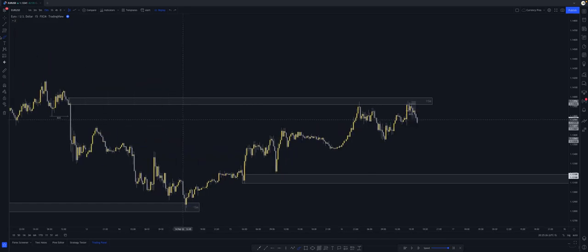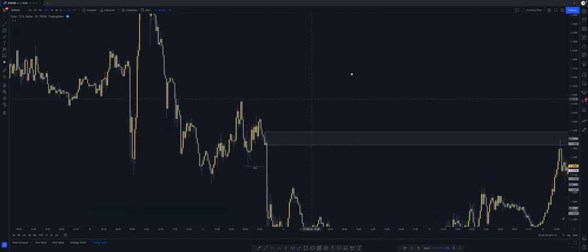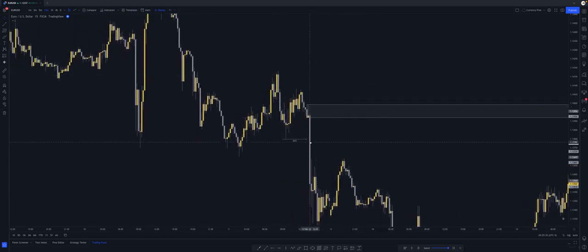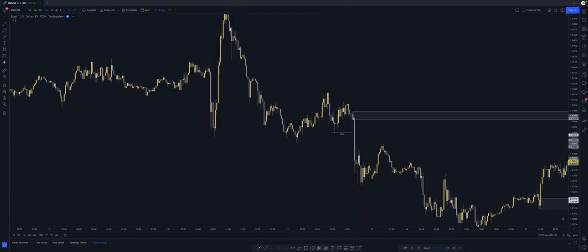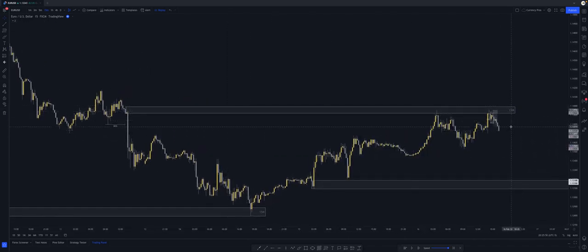Okay, so if I just zoom in a little bit here, we can clearly see that the point of origin for this break of structure and the impulsive inefficiency in the market was because of this small bullish candle just before the large bearish candle. Okay, so that's my supply zone. Of course, I'm on the 15-minute time frame, so I labeled it 15M.